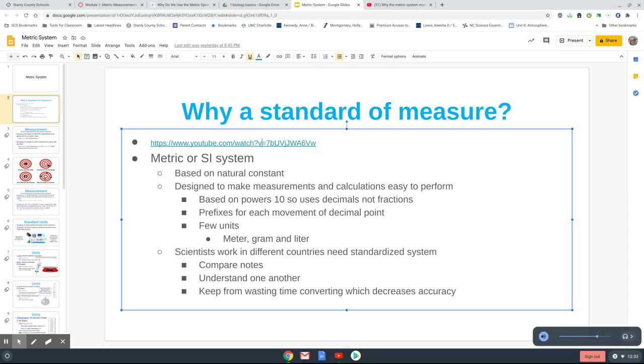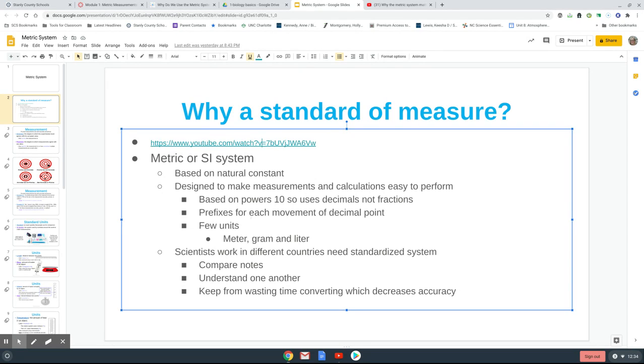That gave you a little background history about why we have the metric system now and the importance of a sort of a standard. So just some things to pull out: it's based on a natural constant, not like somebody's hand or width of, or length of foot. And it's made to make measurements and calculations easy. It's base 10, it's decimal.